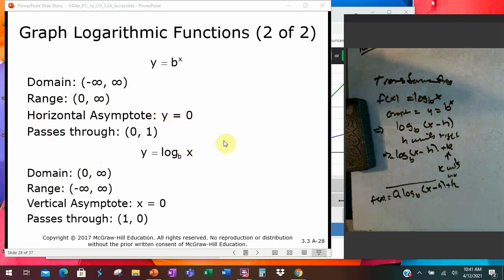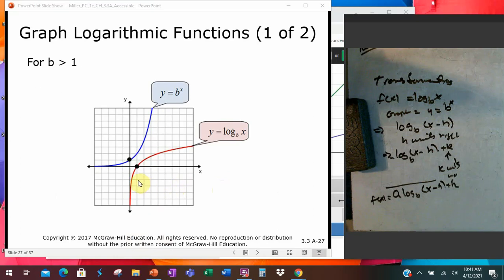Instead of the horizontal asymptote y equal to 0, I have a vertical asymptote x equal to 0. And then that passes through 1, 0. I'm just switching those numbers. The horizontal asymptote goes to a vertical asymptote.